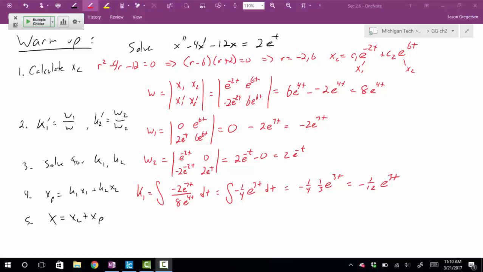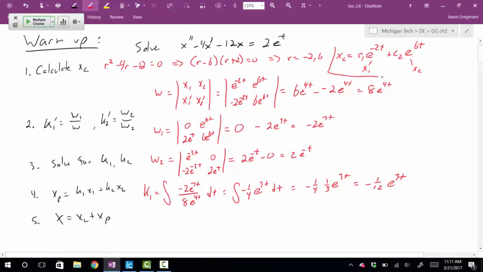The idea is the first step of variation of parameters, we've got to solve the homogeneous equation first, right? Before we solve the inhomogeneous one, we've got to start by finding our complementary solution, the solution of the homogeneous problem. So to do that, I generated my auxiliary equation, and then I factored it, I found my roots, and I formed my solution to the homogeneous problem right here. Any questions about that solution to the associated homogeneous problem?